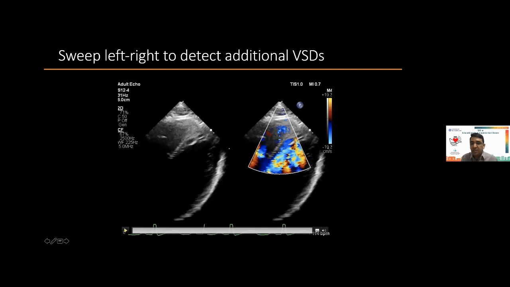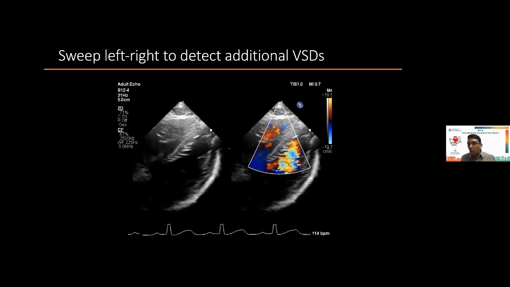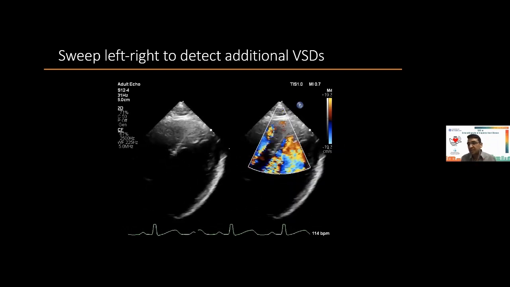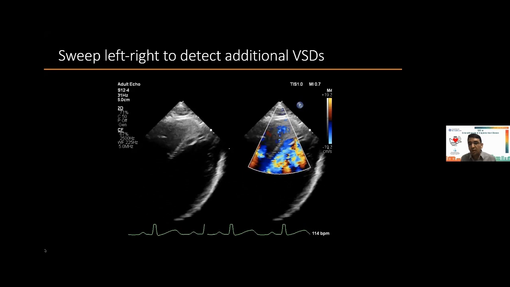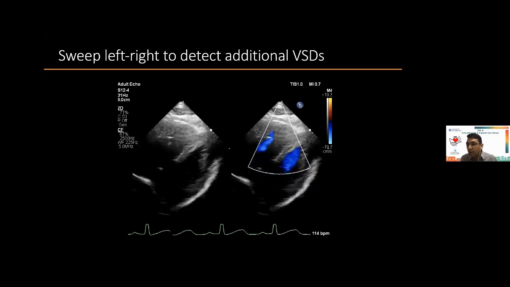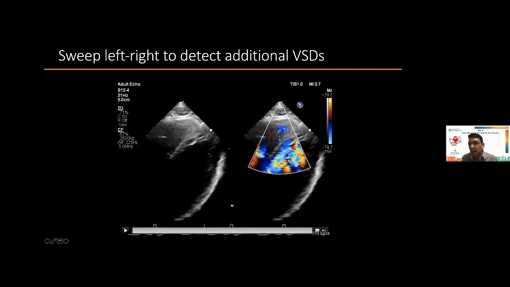And if these patients have an additional VSD, which is ignored or is not identified and is there after surgery, it shunts a lot and the patient behaves very badly. So it is very important to identify additional VSD by looking at it carefully, sweeping from left to right, scanning the whole of the septum at lower Nyquist limits.